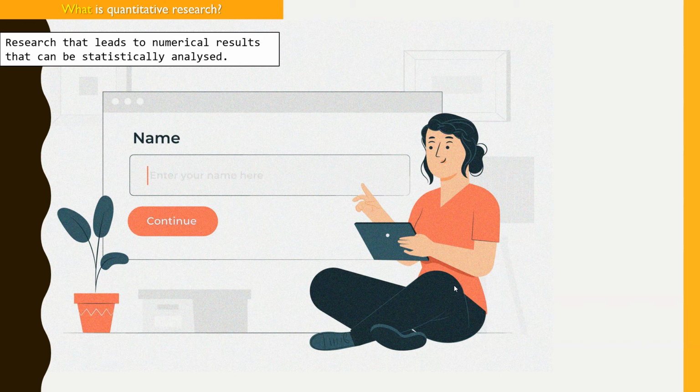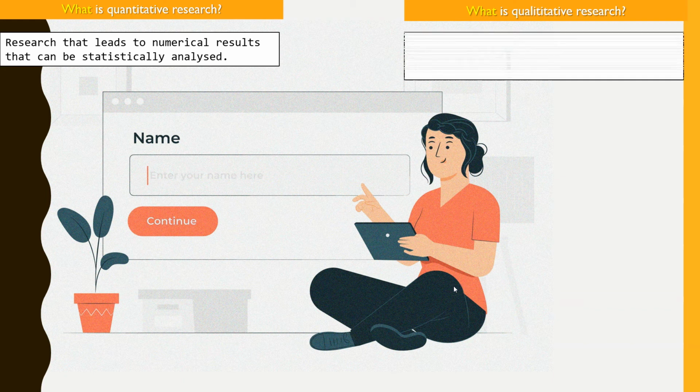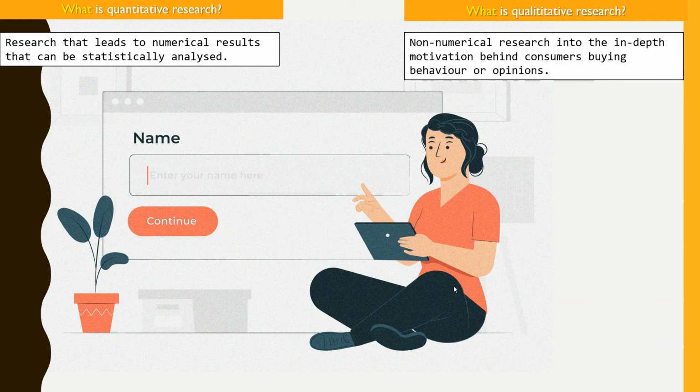Basically, if you're going to do research and you need numbers to help you validate it, then you will be doing quantitative or numerical research. Qualitative research is basically using non-numerical data, looking at people's buying behavior, what causes people to buy something. It is non-numerical research into the in-depth motivation behind consumers' buying behavior or opinions. So both are two different types of research, one involving numbers, the other not.